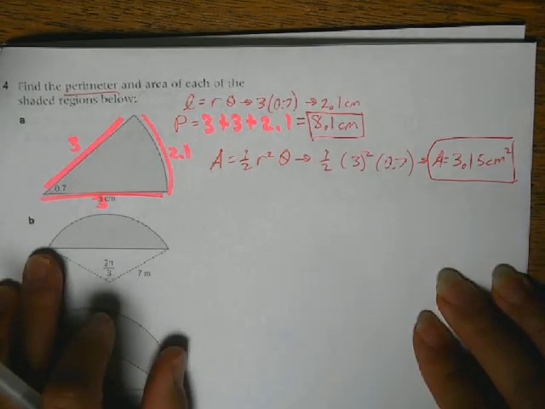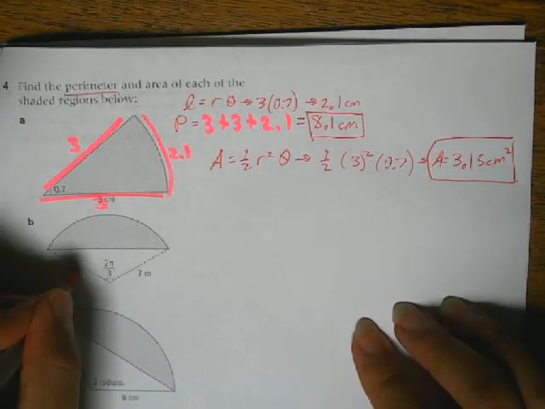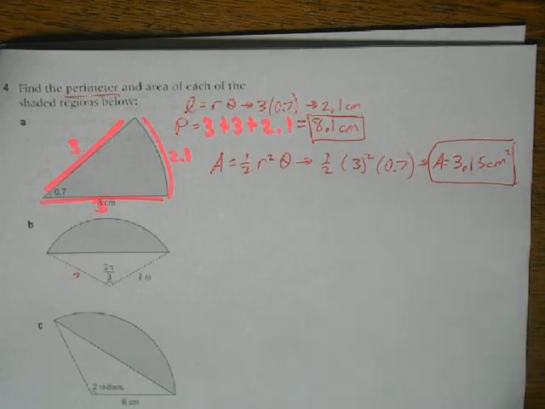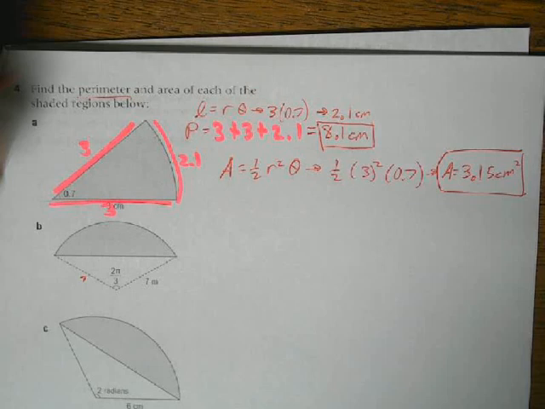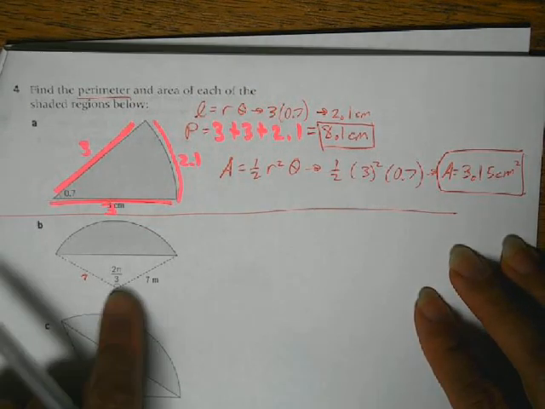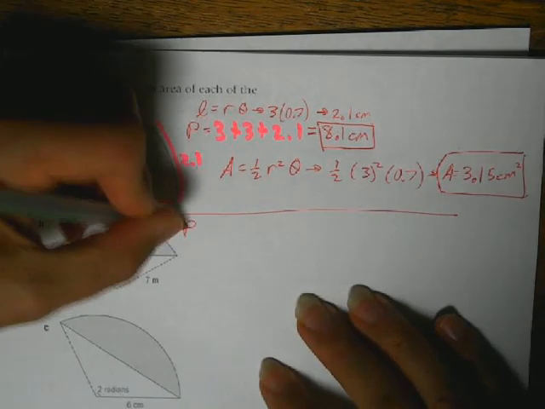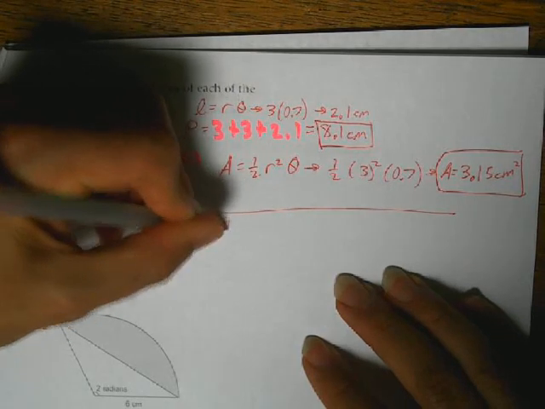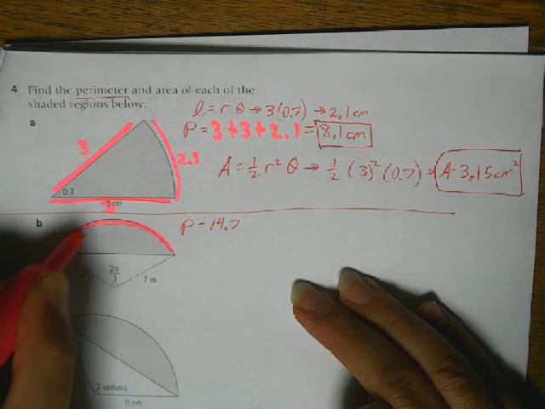Now for question B, we're going to do just like we did on the previous one. In fact, this is the same question as the previous one. If you look back, notice it's 7, 7, 2 pi over 3, so we already have the answers. For the perimeter, we know the arc length is 14.7. So that's this part right here.